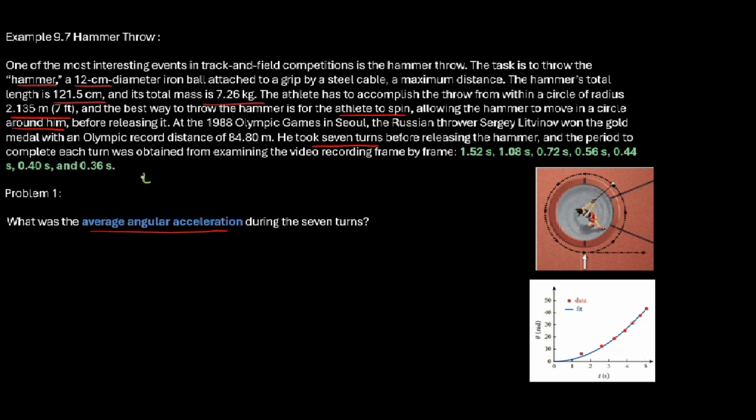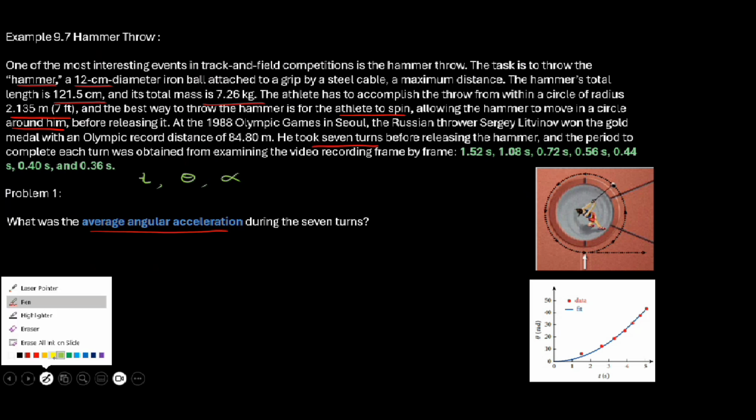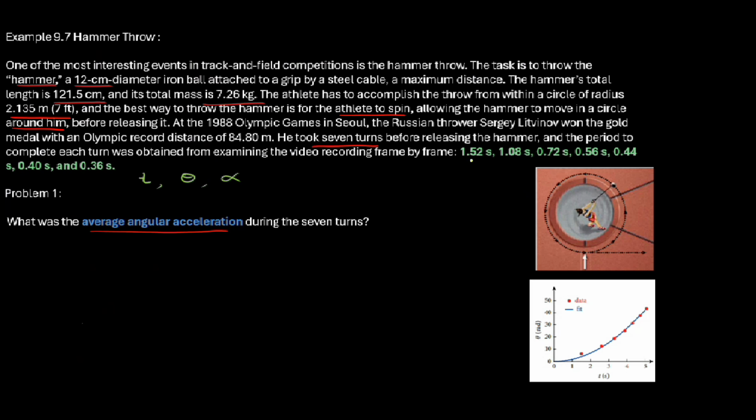So I have the time period for each turn. Using that, I can find the total time for the 7 turns. And we can also calculate the value of angle theta because we know we are taking 7 turns. And using that information, I can find what is theta. And then later I can find the average angular acceleration alpha by using the equation of motion. So let us start with finding the time t first. Here I have the time for each turn.